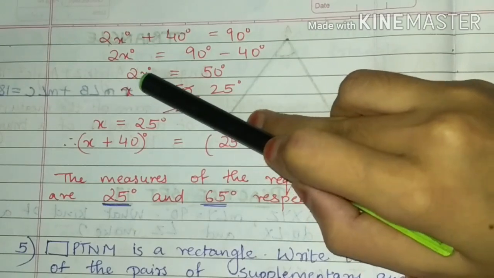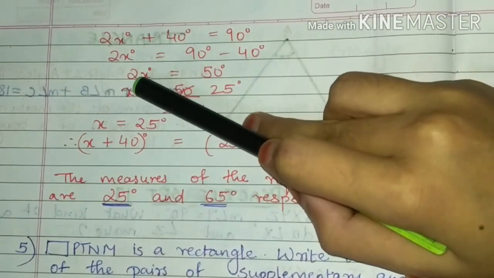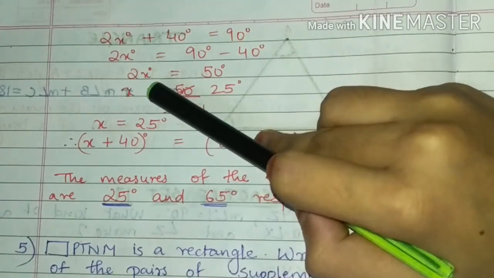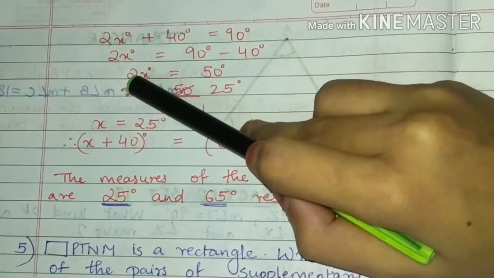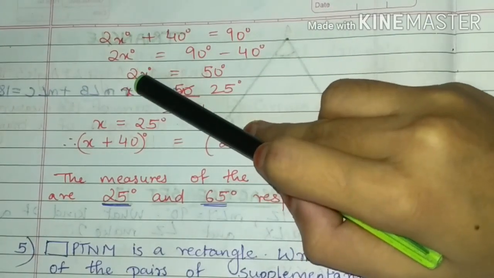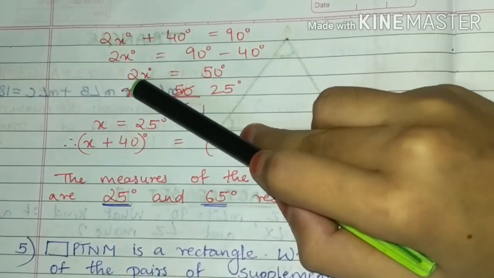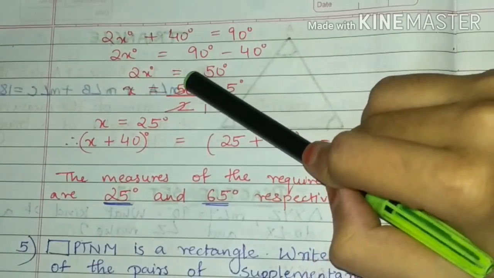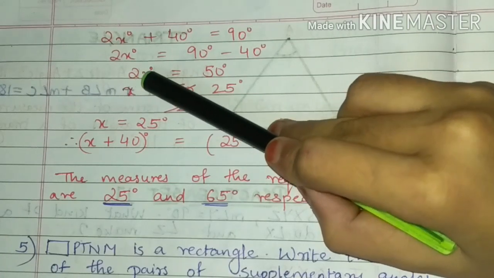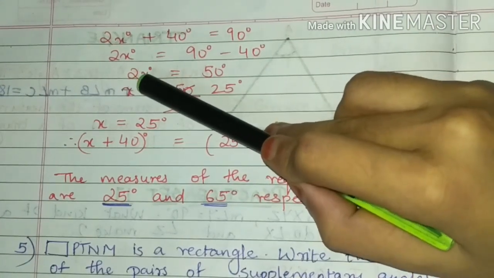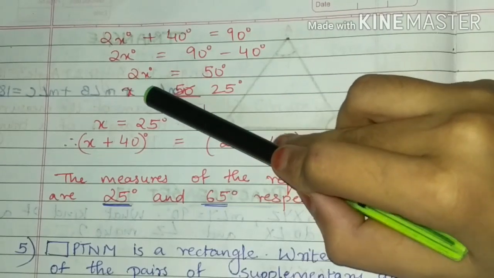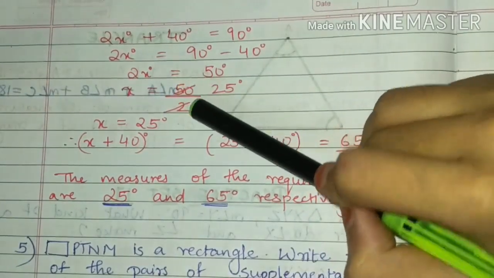Now 2 into x degree. No sign means the 2 and x degree, the gap in this is multiplication. So 2 into x degree. So 2 going to the other side of equal to. Here the multiplication sign is there. So that's why the number going on the other side becomes divide.